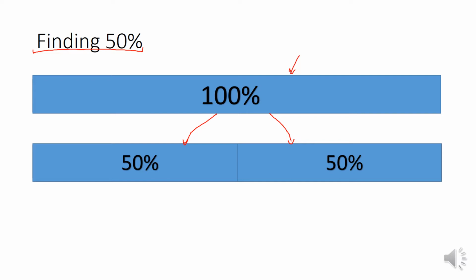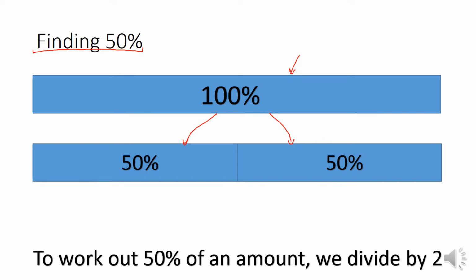So to find 50% of a number, we divide it by 2. So for example, if the question was find 50% of 30, all we would do is divide it by 2. So it's really not that difficult to find 50% of a number, you just halve it. And that is because half of 100 is 50. So to find 50%, we just halve it.